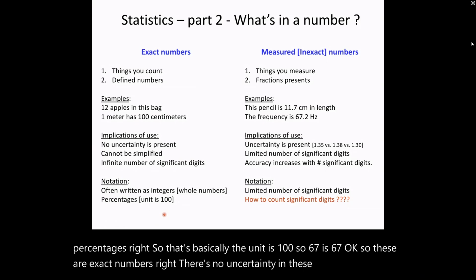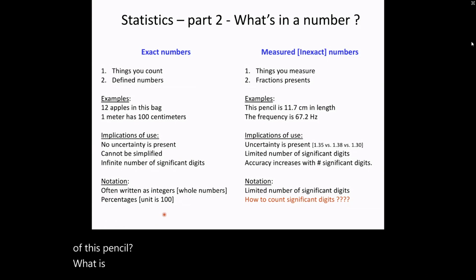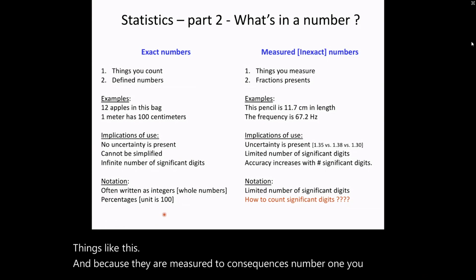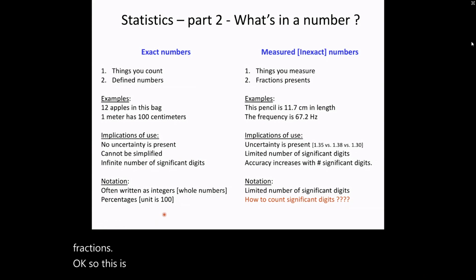Now, everything else is more or less a measured number. What is the length of this pencil? What is the frequency of this sound? You know, things like this. And because they are measured, two consequences. Number one, you can get numbers between two whole numbers. In other words, you expect to see fractions. Okay, so this is where all the decimal places come into play.